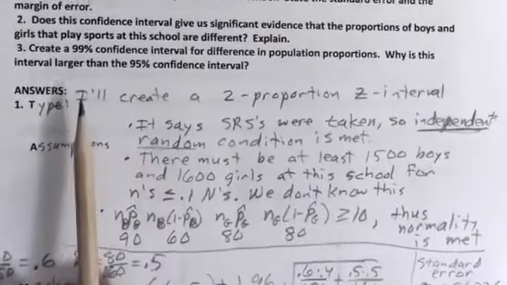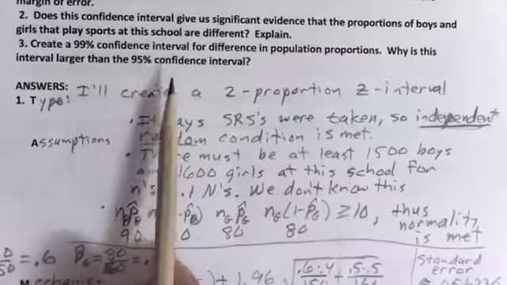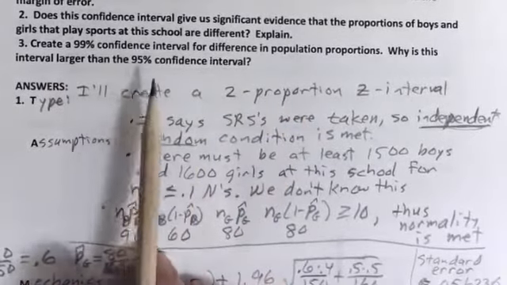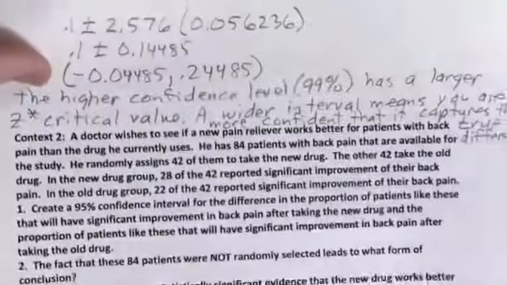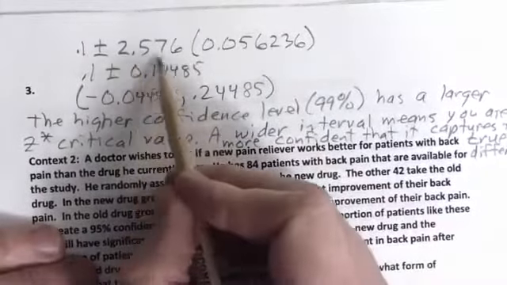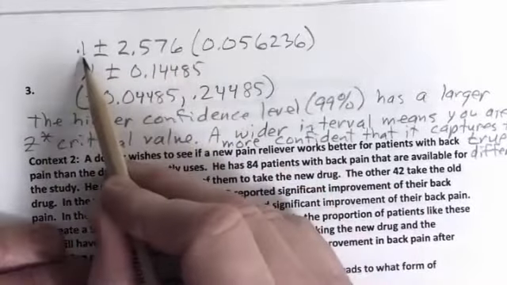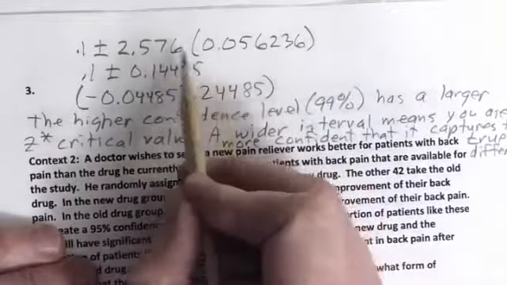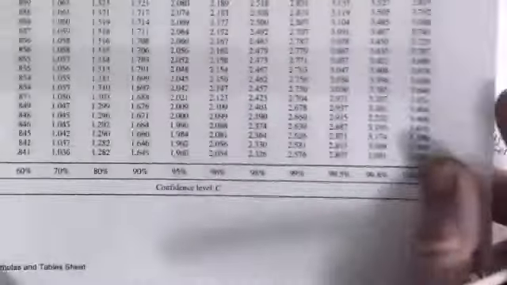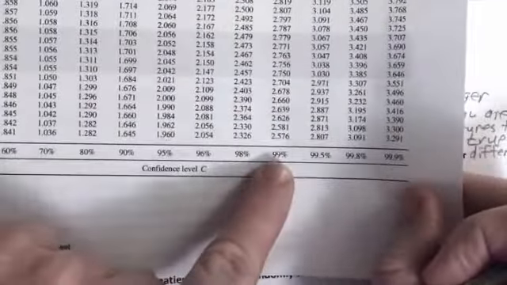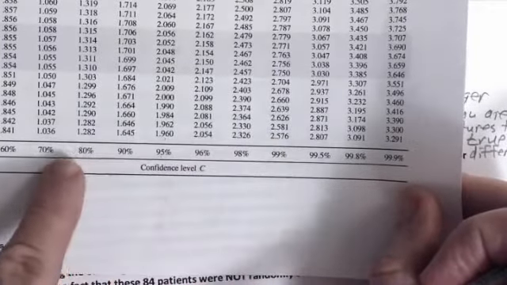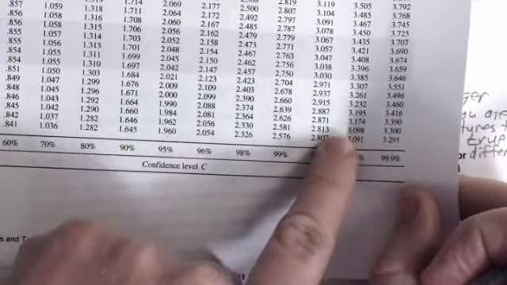So number 3, it says create a 99% confidence interval for the difference in the population proportions. Why is this interval larger than the 95%? Well, I did that here. The only difference in a 99% interval, if everything else is the same, is the Z star. So there's our point estimate plus or minus Z star times our standard error. And the Z star for 99% is going to be bigger. You just go to 99% on the table and look at it above there. You'll notice the higher your percentage, the bigger your Z star.